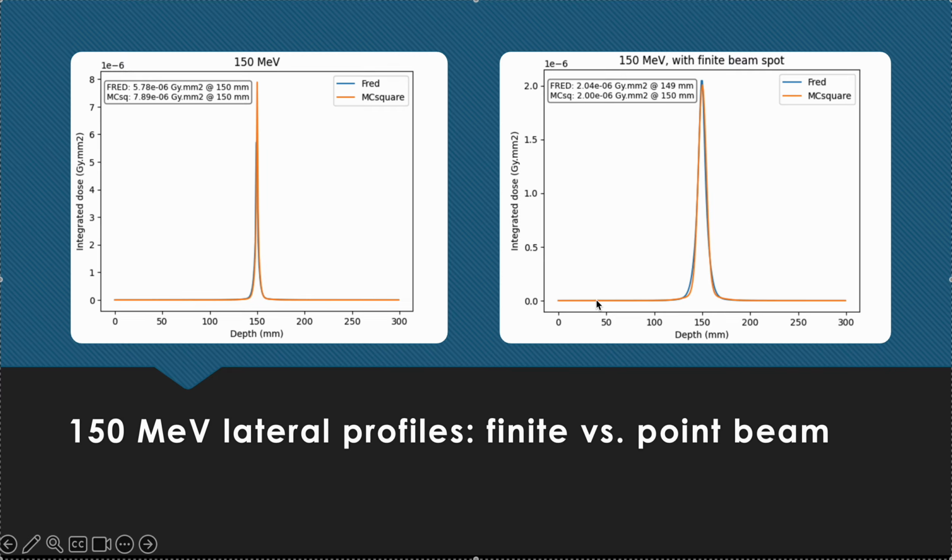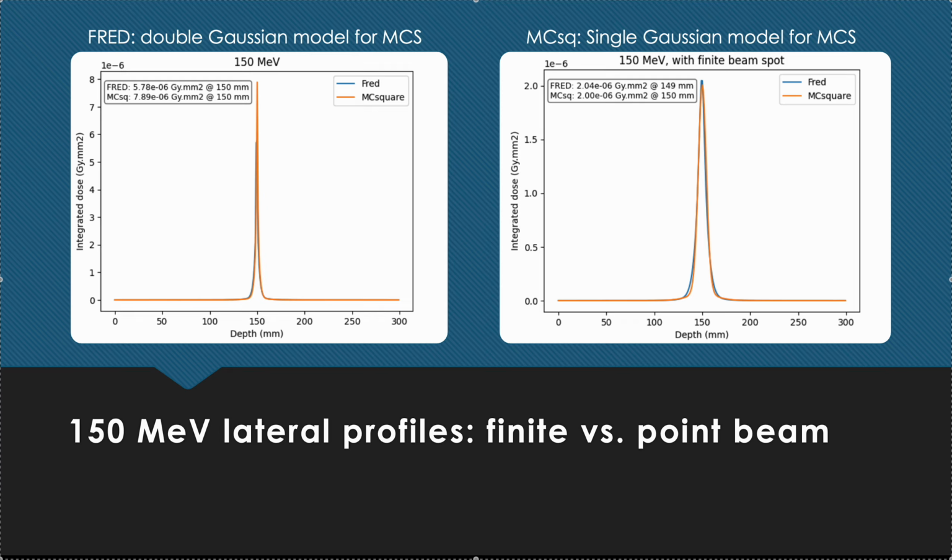So what you see is, the first thing that you notice, yeah, I gave you the answer, is that Fred's lateral profile is broader than MC square. This is because Fred uses a double Gaussian model for multiple Coulomb scattering, and MC square uses a single Gaussian model for multiple scattering.